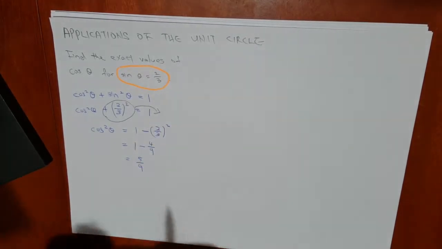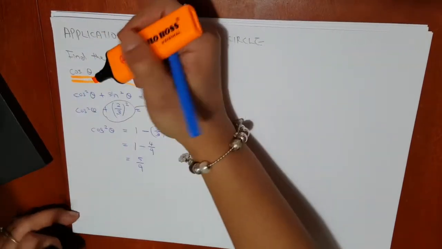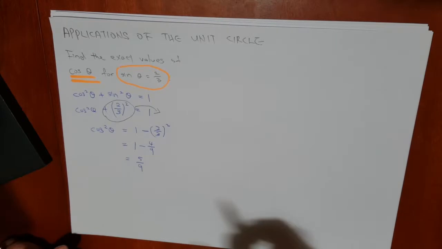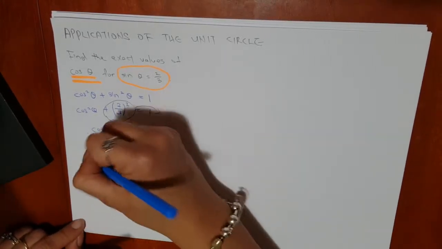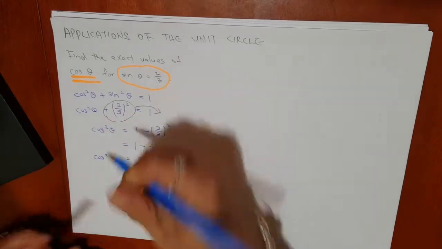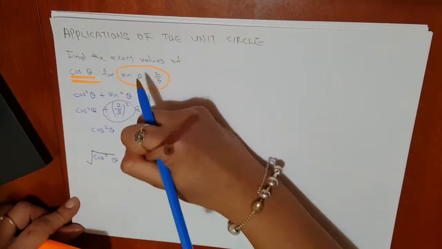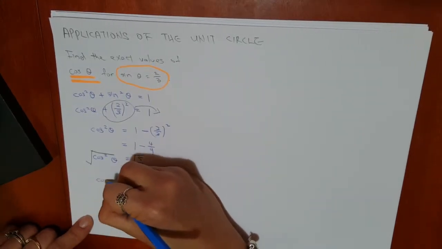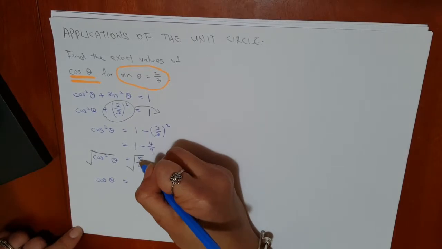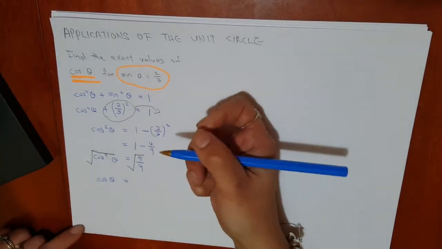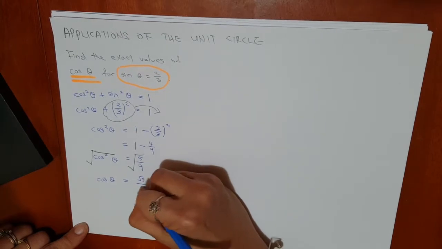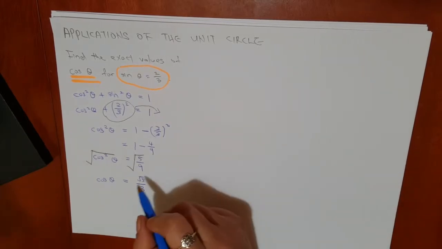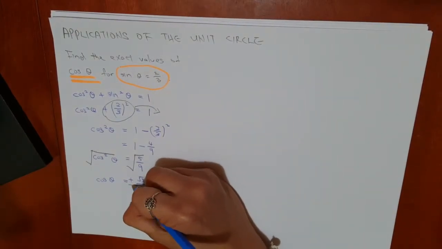But the question wants us to get the values of cos theta. In this case, we still have a cos square, and therefore we need to square root both sides. So this is actually still a cos square, and we need to square root both sides for it to be solved. So this will become cos theta, and your square root 5 and square root 9 could be separated out. So this will be square root 5 over 3. Because this is for SAY's curriculum, every time you square root something, you need to have a positive and a negative.